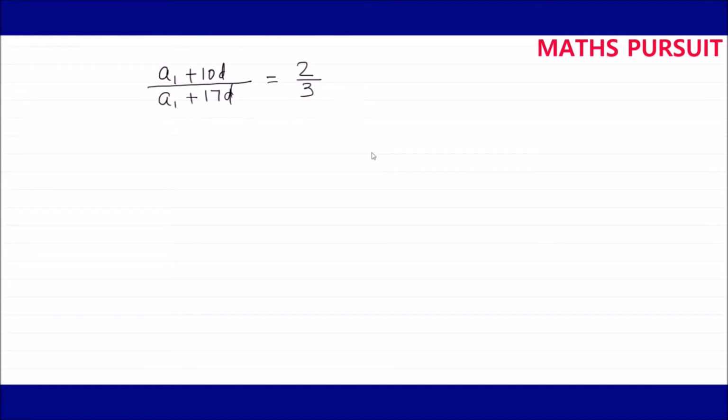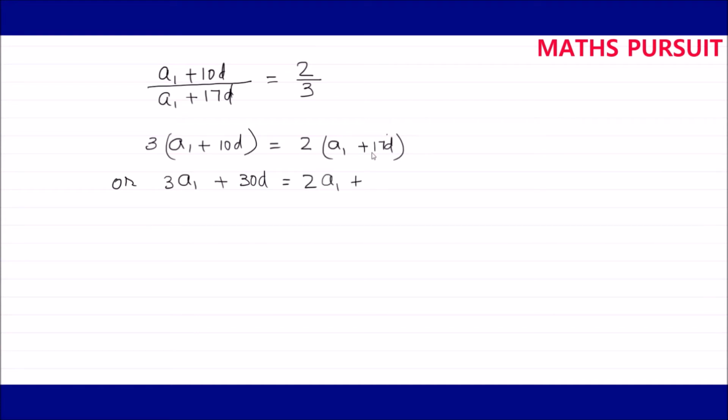Like this, 3 will be multiplied with this one, we will get A1 plus 10D, and this A1 plus 17D from the left side denominator will move off, it will come to the right side and get multiplied here. Now let us solve this, or I can write 3A1 plus 30D is equal to 2A1 plus 34D. This is what we got.